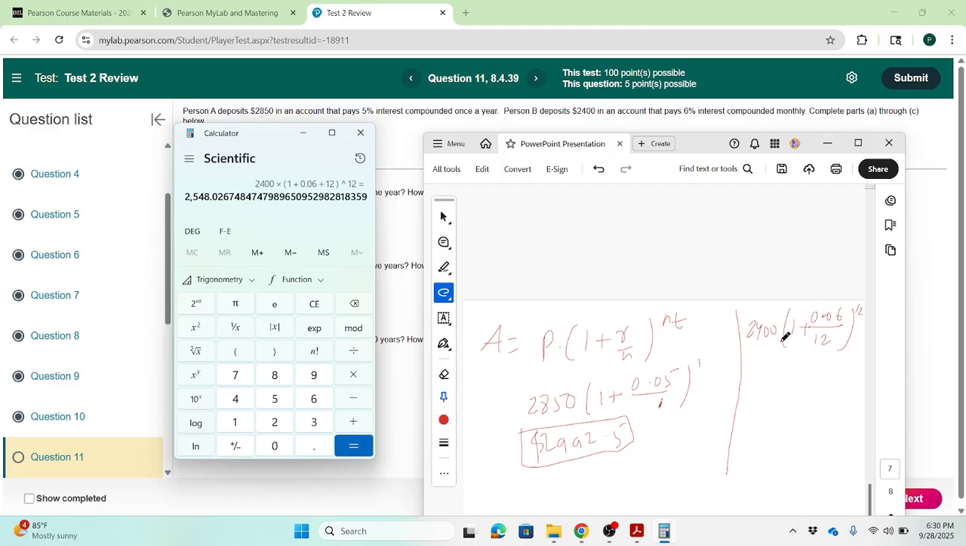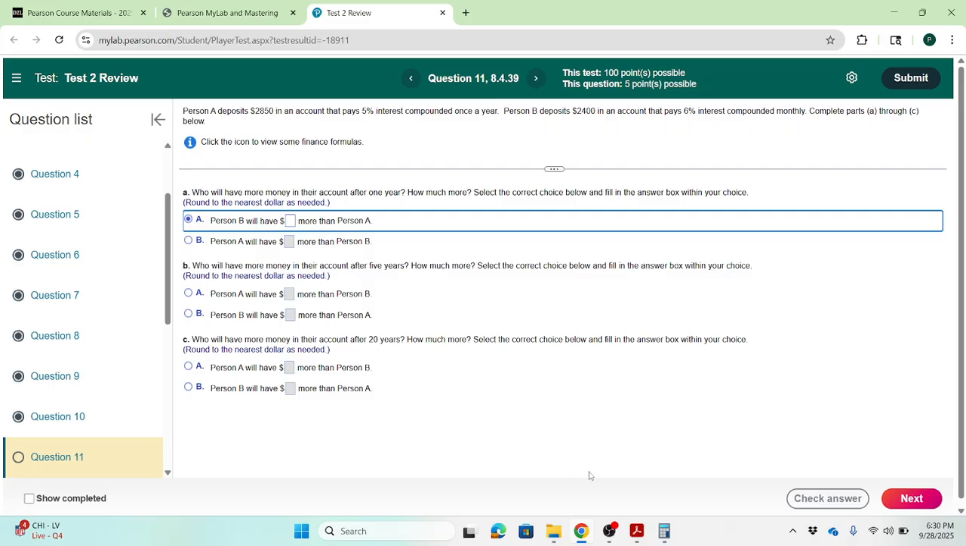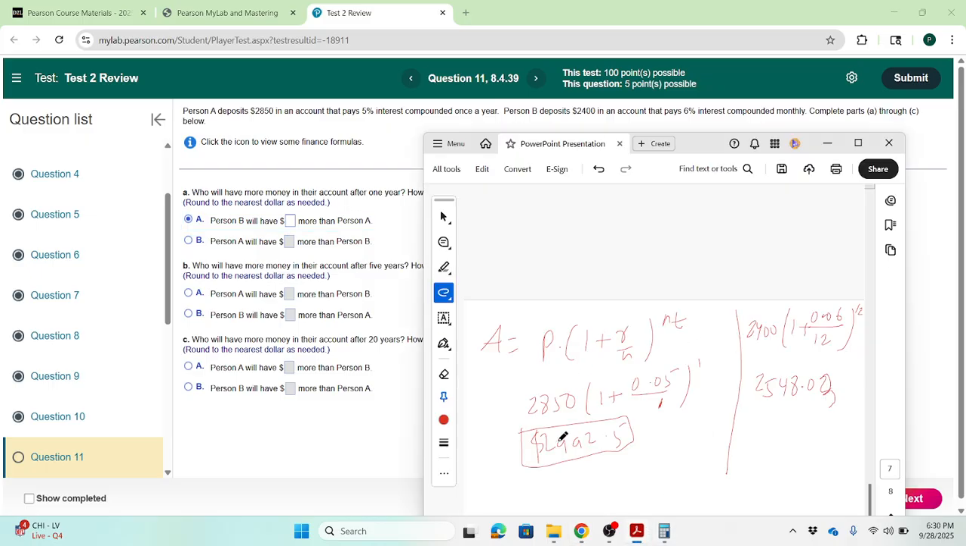So person B gets $2,548 point, let's say 0.02 cents. Okay, if it's 2 decimals, it's supposed to be 3 cents because there is a 6, so you have to round up. So look at here, who makes more money, person A or person B? Person A makes more money than person B.